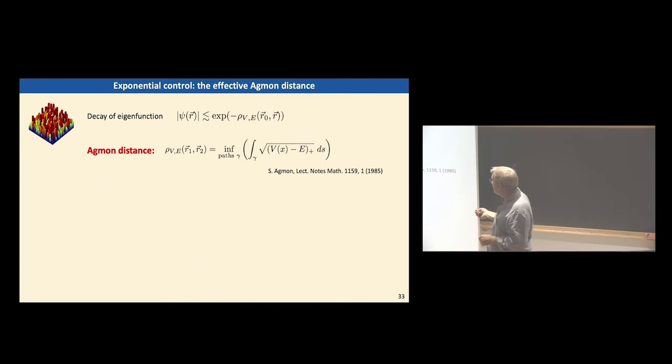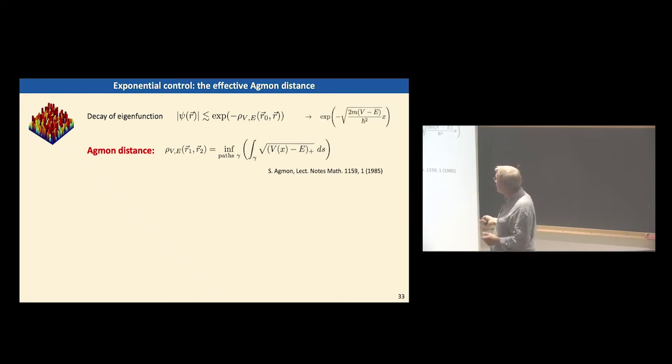This is the positive part. And this object is a local metric. And this local metric, you can use it to build a distance. So the distance between any two points of your domain is the infimum of all paths going from one object to another of this quantity. And this quantity is controlling the decay of the eigenfunctions outside its existence well, inside the barrier.